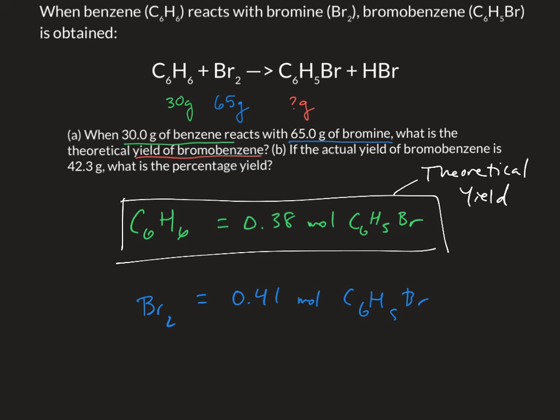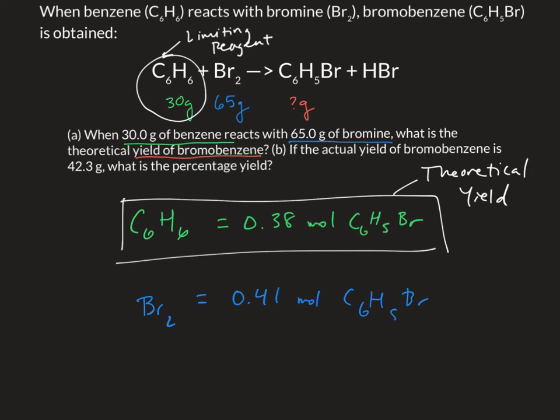Okay, and our benzene is our limiting reagent. Our theoretical yield is tied to our limiting reagent. Our limiting reagent is going to determine the most amount of product that we can form.